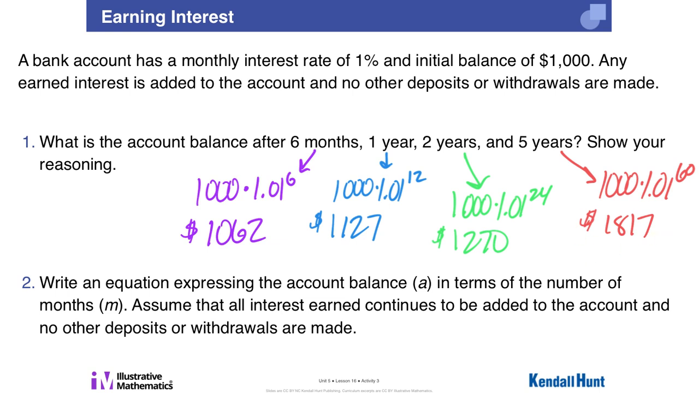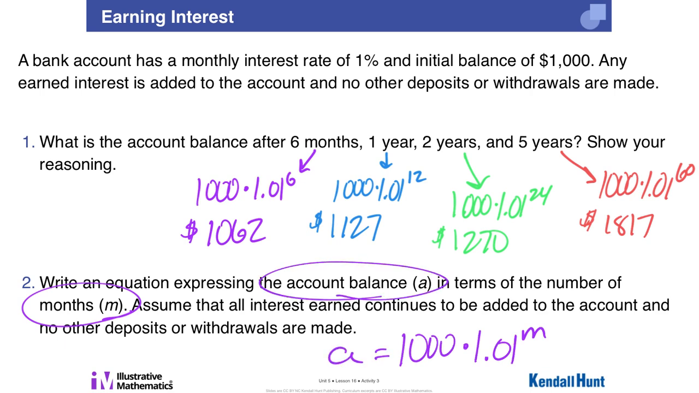And number 2, we're going to be writing an expression to simplify this. So it's going to be 1,000 times 1.01 to the power of m, m representing months. This is all going to equal A, and A is representing the account balance, how much is in the account.